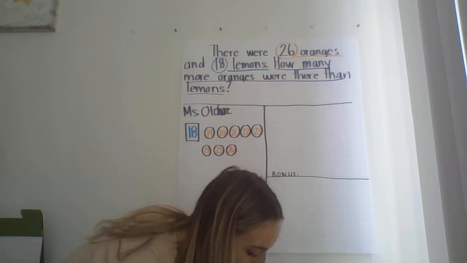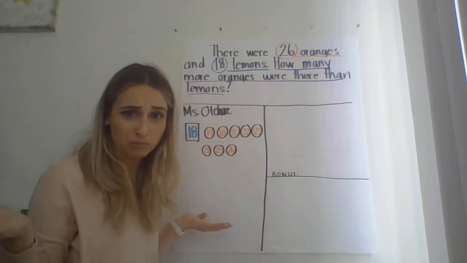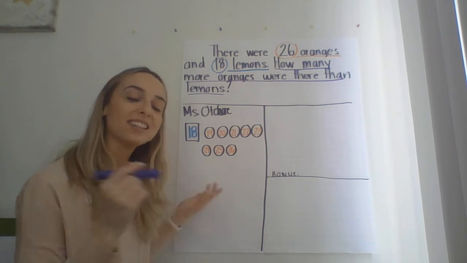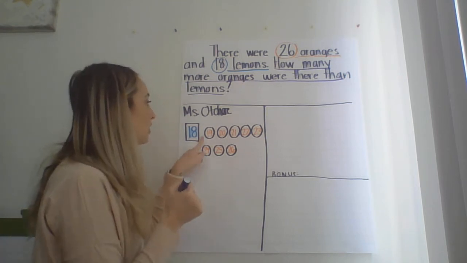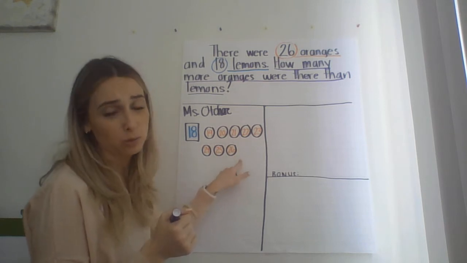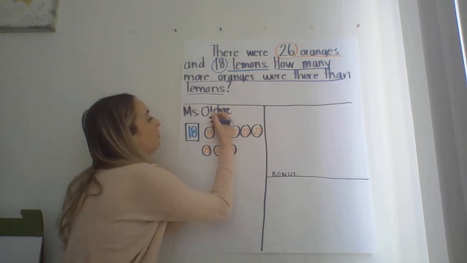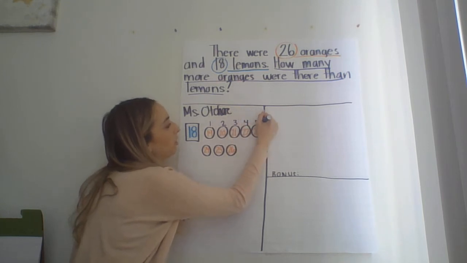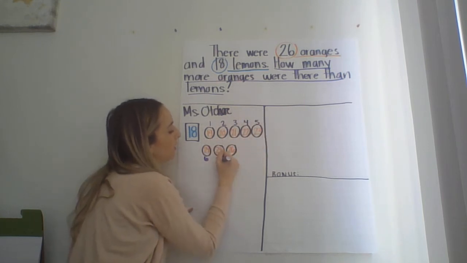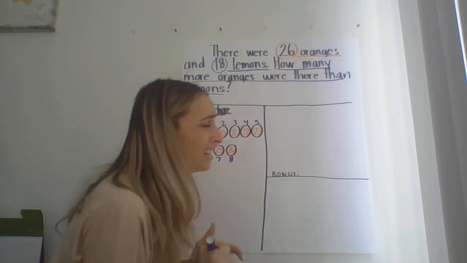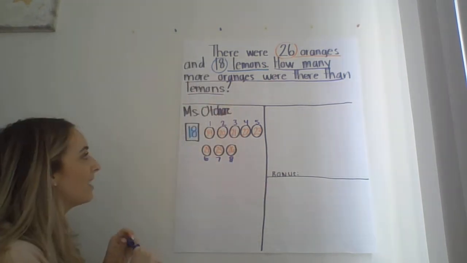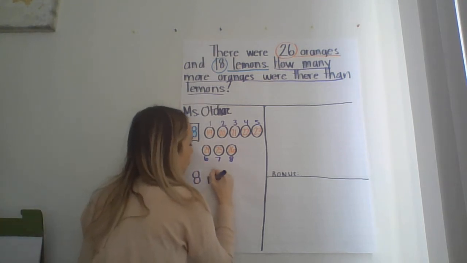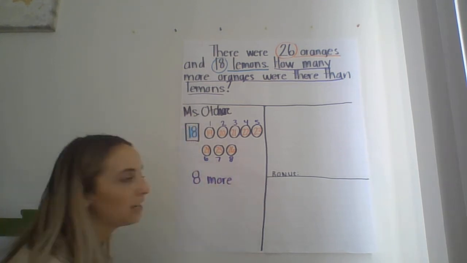All right. Now, what do we need to do? Miss Autry knew that now she needs to count what's left. So count how many circles we drew till we got to 26. Let's count. Get ready. 1, 2, 3, 4, 5, 6, 7, and 8. So our answer was 8 more kiwis.